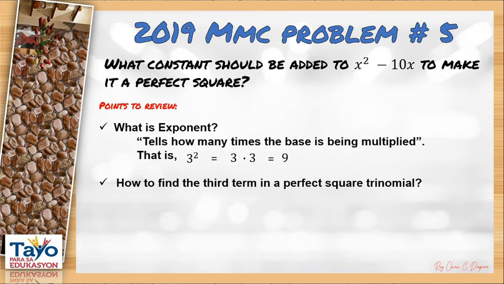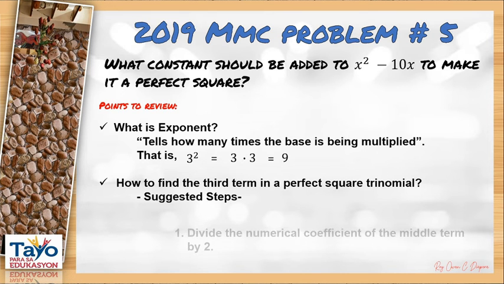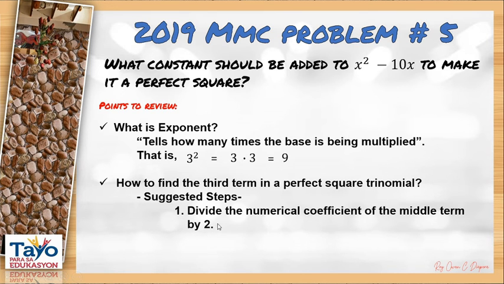Now, question. How to find the third term in a perfect square trinomial? Okay. There are suggested steps. First step, divide the numerical coefficient of the middle term by 2. Second, square the resulting quotient of step number 1.